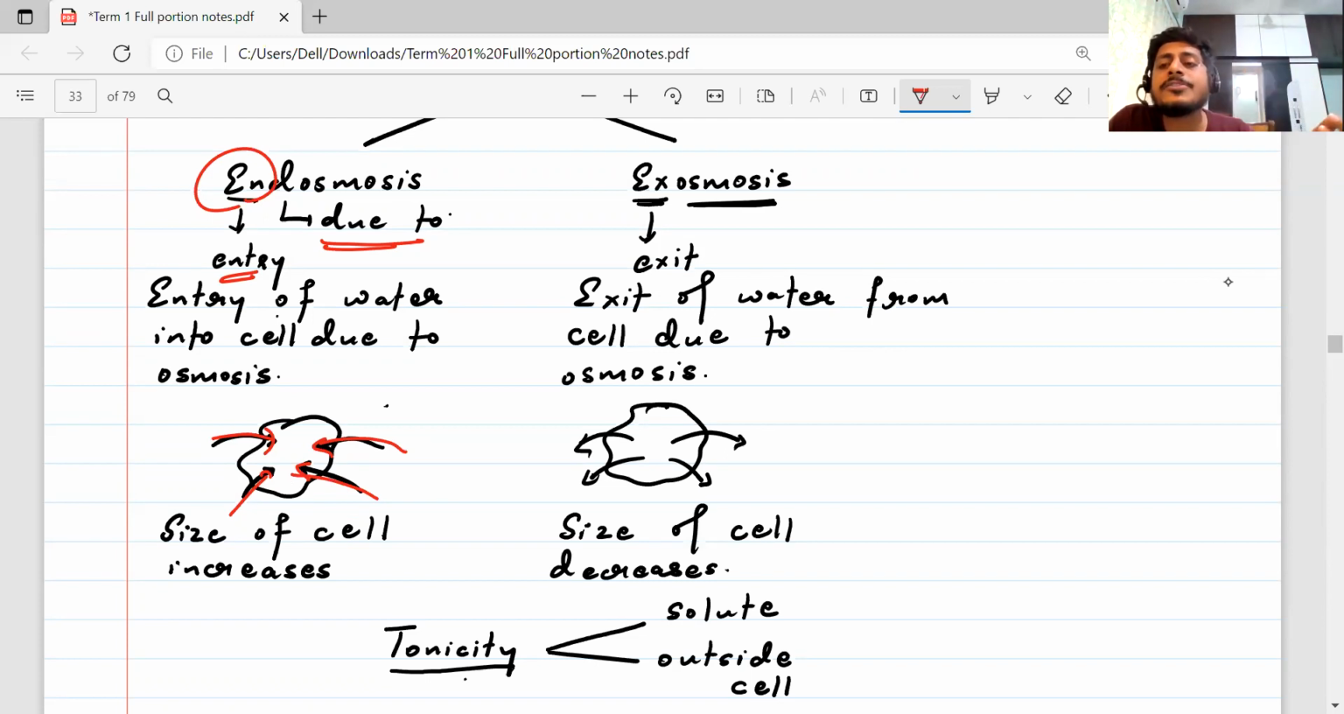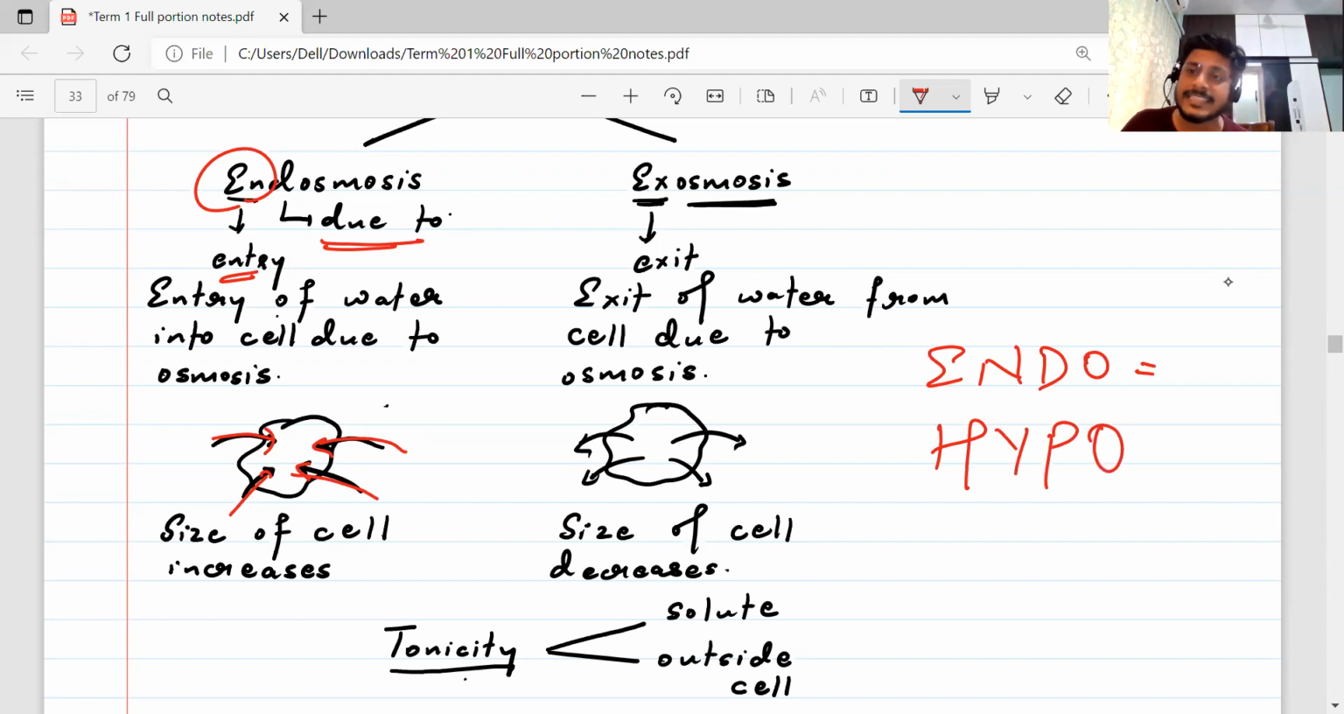Endosmosis means the outside solution is hypo, because we had learned it like that: endo will always happen when the outside is hypo, or exo will always happen when the outside is hyper. So endo is hypo. If water is going inside a cell, that means the solution outside the cell is hypo. What is the meaning of hypo? Hypo means less. But what is less in a hypotonic solution? Solute is less in a hypotonic solution. What is more in a hypertonic solution? Solute is more in a hypertonic solution.